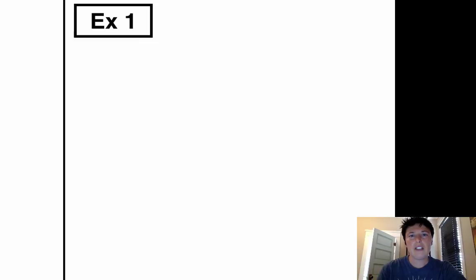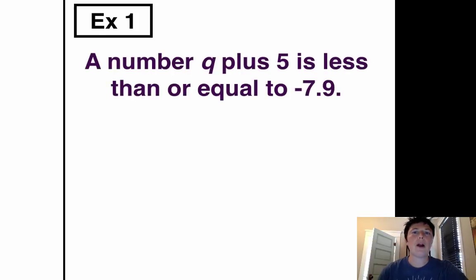So let's do an example. Let's try a problem now. That's kind of enough talk about inequalities. Let's get into something. So here's our first problem. We're going to translate this English sentence into a math sentence. So it says a number Q plus 5 is less than or equal to negative 7.9.